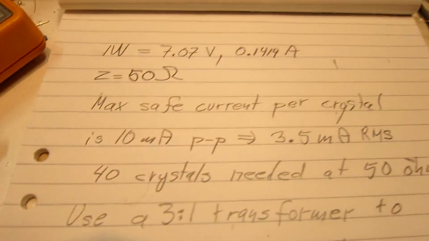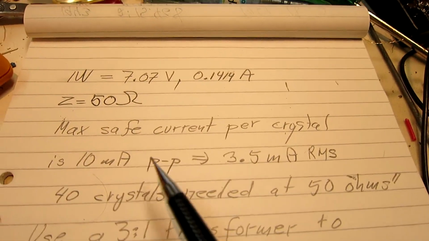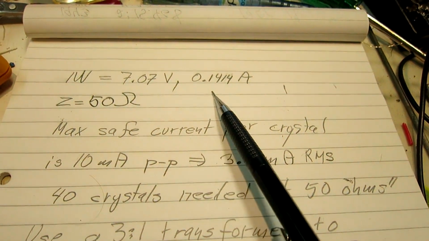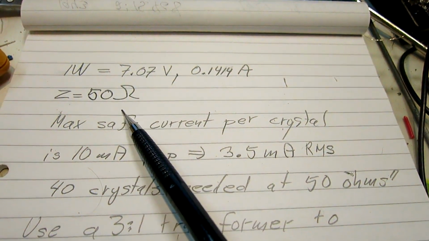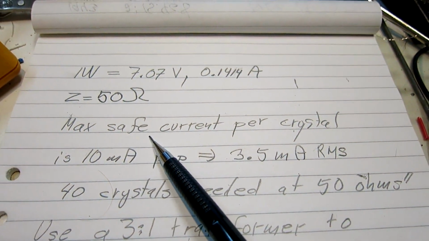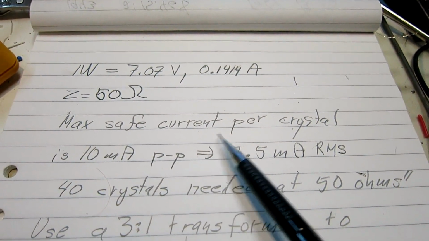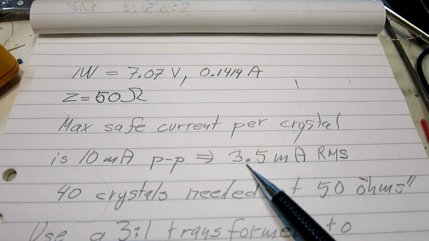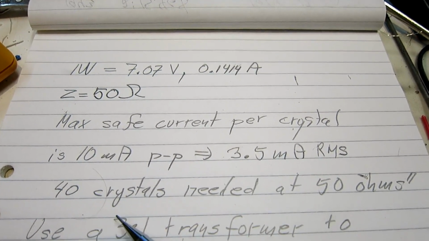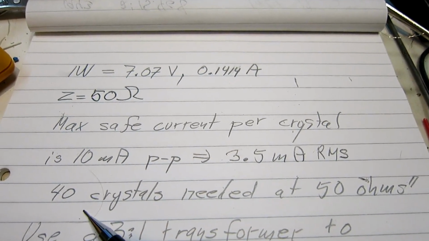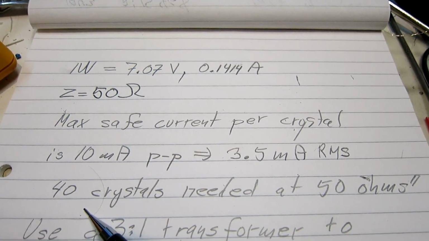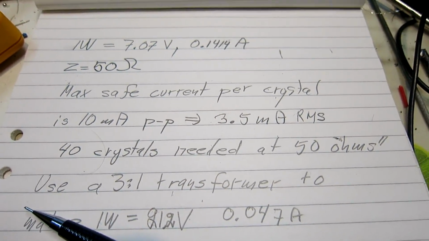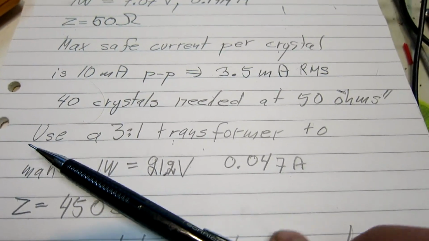What I can understand is that firstly, 1 watt is 7 volts and 0.14 amps. That's at 50 ohms. The maximum current per crystal is 10 milliamps peak to peak, which is 3.5 milliamps RMS. I would need 40 crystals in parallel at 50 ohms. Doesn't seem very compatible with the resources at my hand.